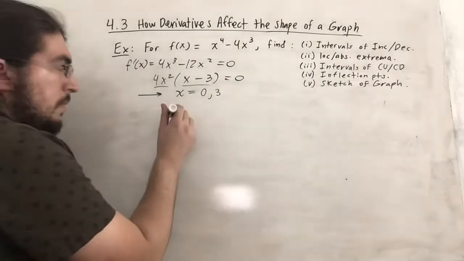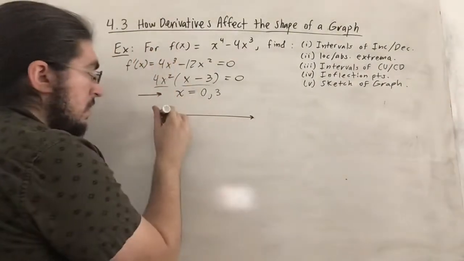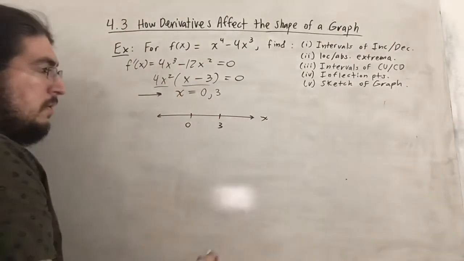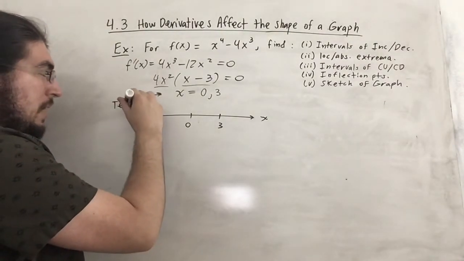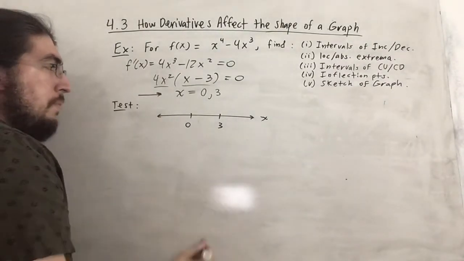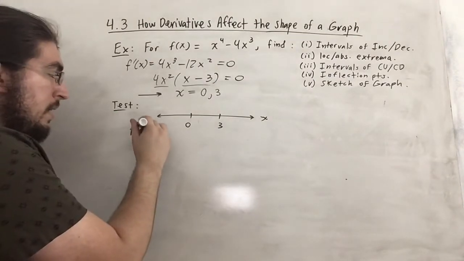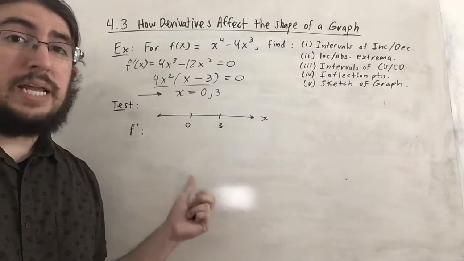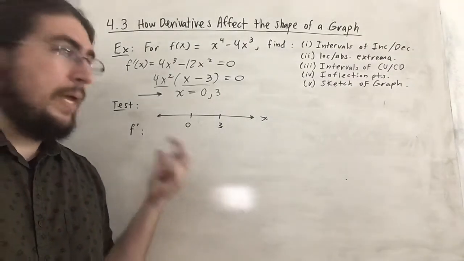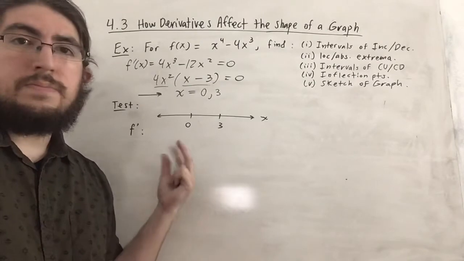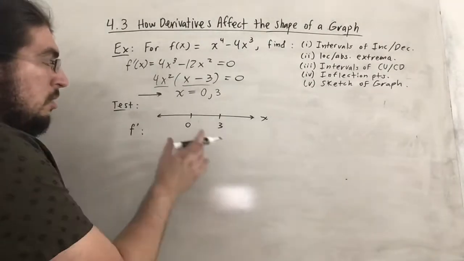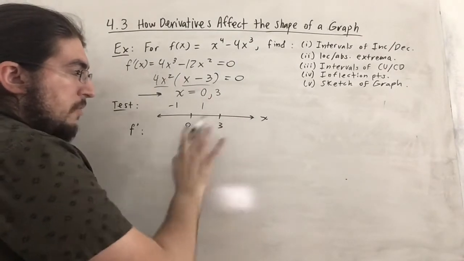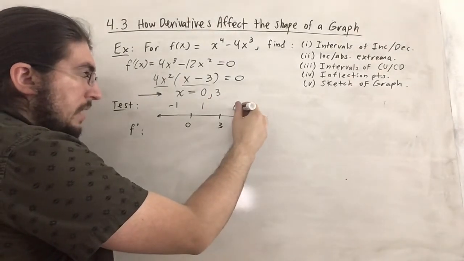So to do that, I'm going to graph the x-axis with the points that we just found, 0 and 3. I'm going to test numbers around these. I'm going to plug them into f prime just to check the sign. If f prime is positive, it's increasing. If f prime is negative, it's decreasing in that region. This is basically the test for increase, decrease. So to the left of 0, I'm going to test -1. In between 0 and 3, I'm going to test 1. And to the right of 3, I'm going to test, let's say, 4.